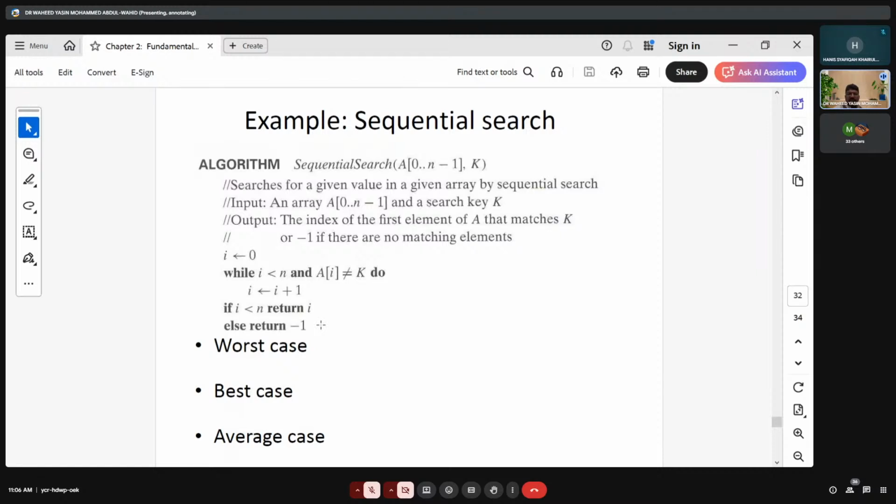Worst case, best case, average case: we need here to find this value. Best case is if the element is the first element. Worst case is if the element is the last element. Average case is when the key is in the middle of the queue. Okay? I will give you an example.